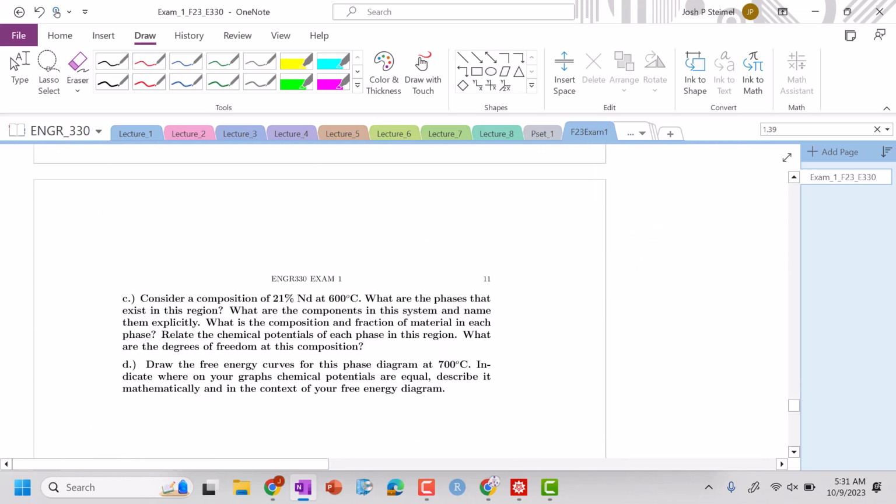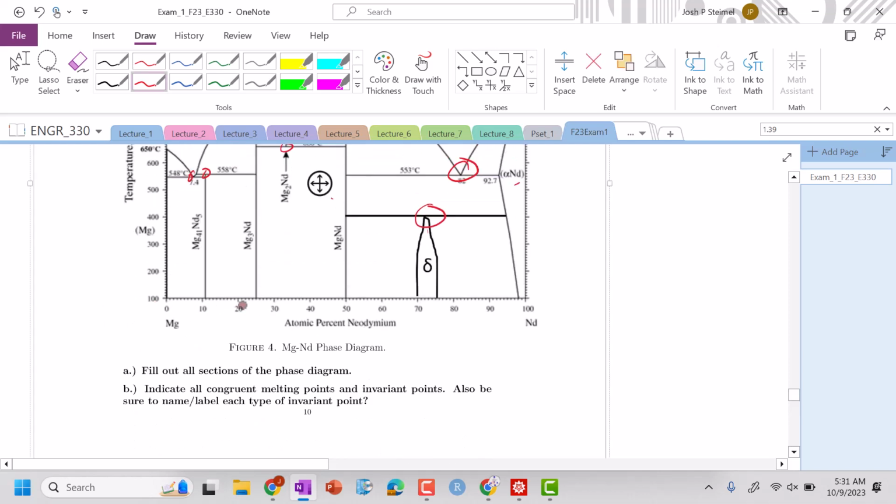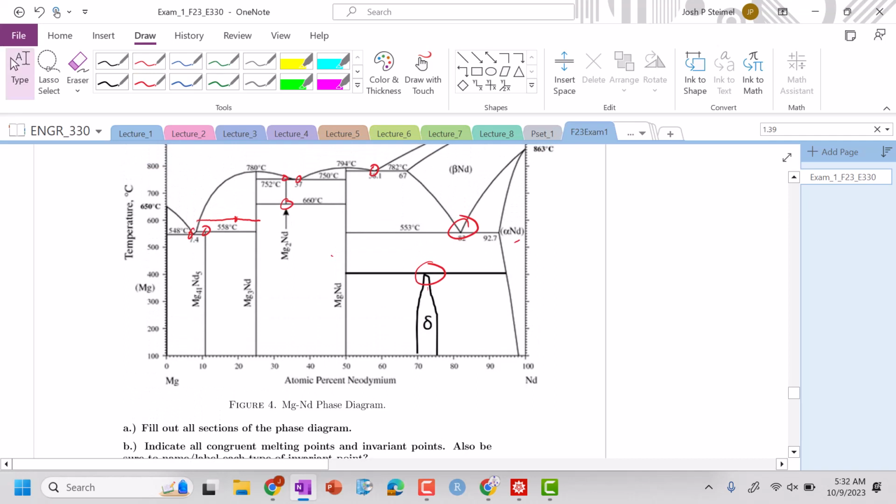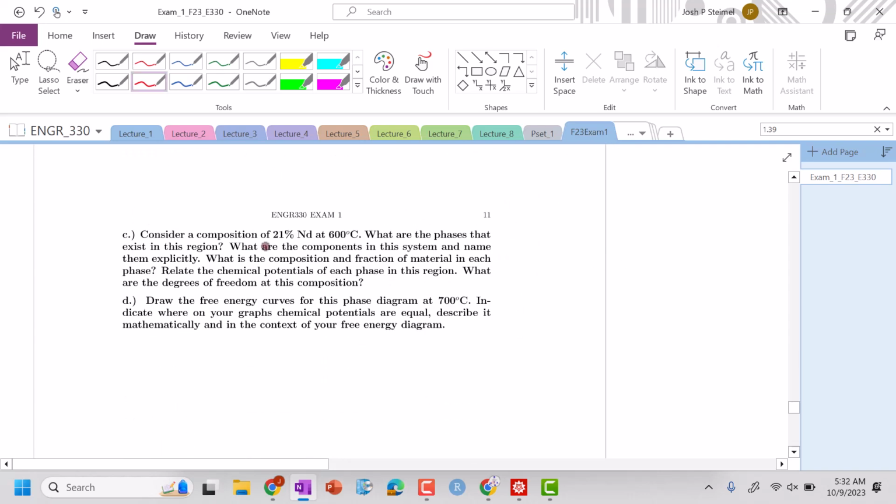Consider composition at 21 Nd and was it 600? So we're looking at something like this. So we have two phases in this region. We have some composition in the liquid, some composition in Mg3Nd. So let's see what the question is asking us.